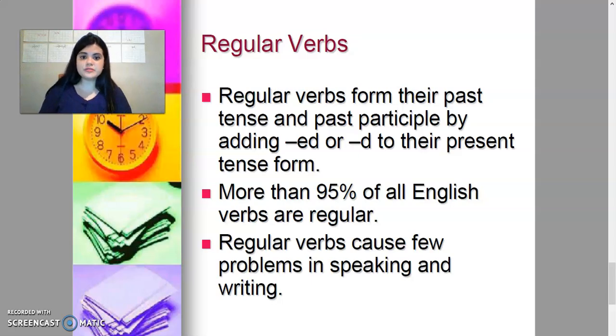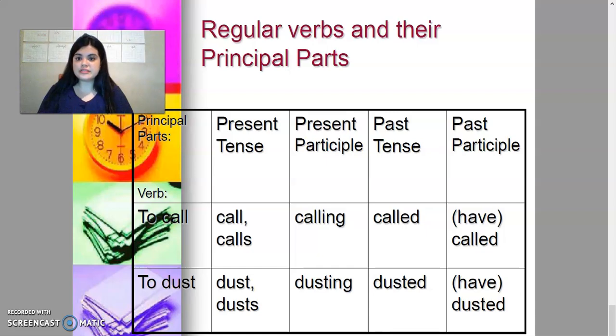Now, regular verbs, as I already told you, more than 95% of the English verbs are regular. Okay, and now we can see these ones. Regular verbs and their participle parts. To call, the present tense will be call or calls. It depends on the person. Present participle, calling. Past tense, called, and past participle, have called. Why? Because we use have as a helping verb.